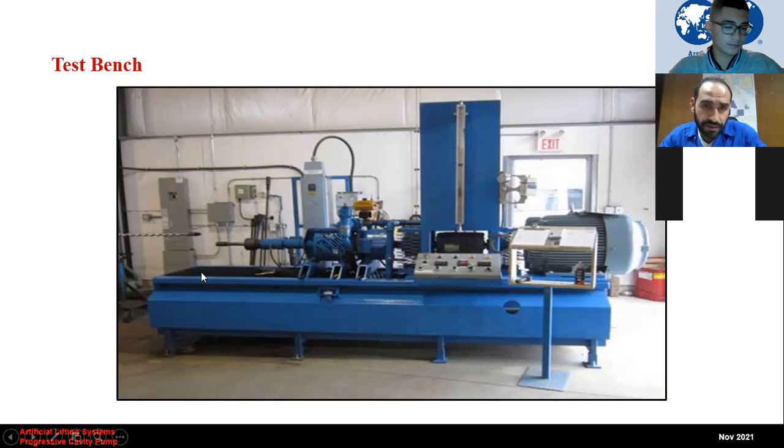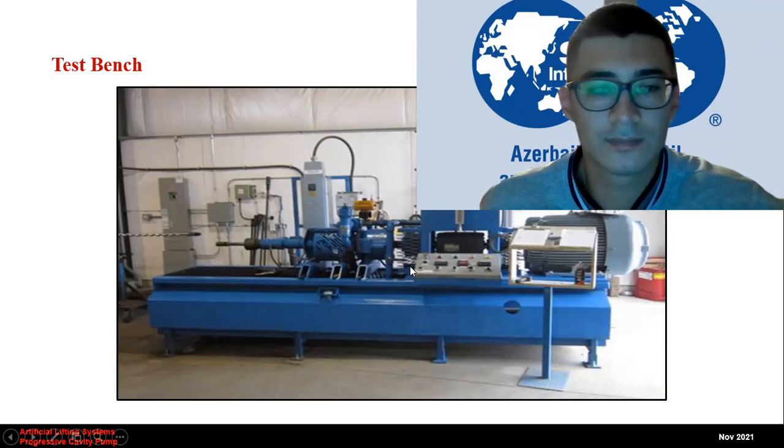The test bench includes a closed water system where the pump sucks the water from this tank into the pump intake. Then the pump delivery discharges the fluid into this tank again. So it's a closed circuit. It has a pressure sensor, also a flow meter to measure the pump displacement rate. And on this electrical panel, you can control the test speed and monitor the torque.